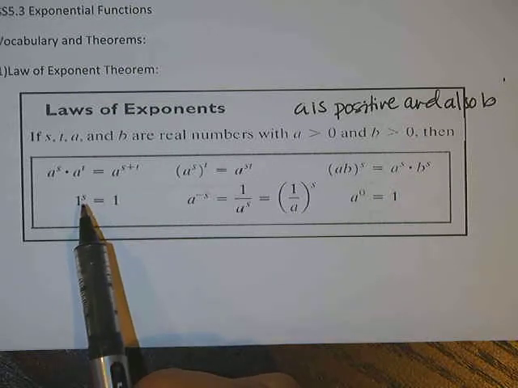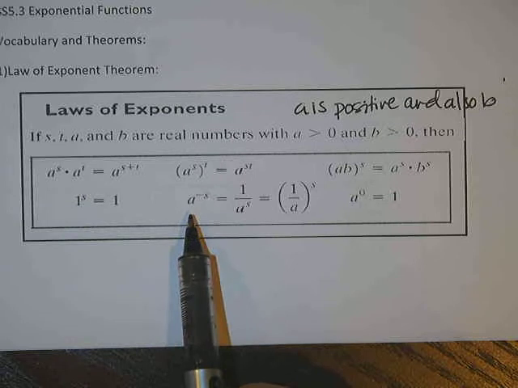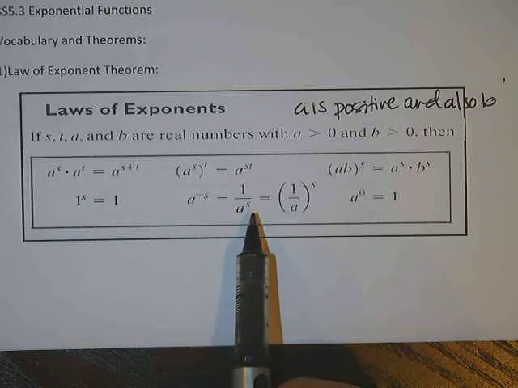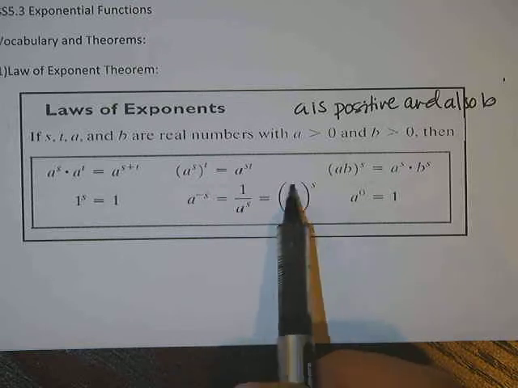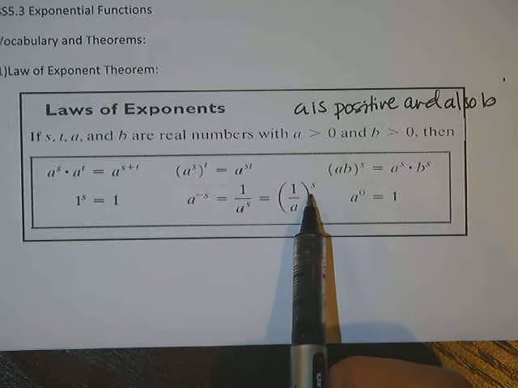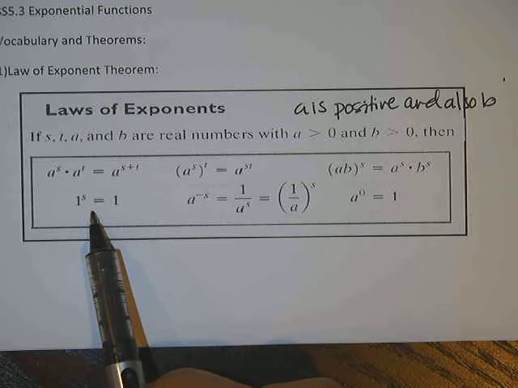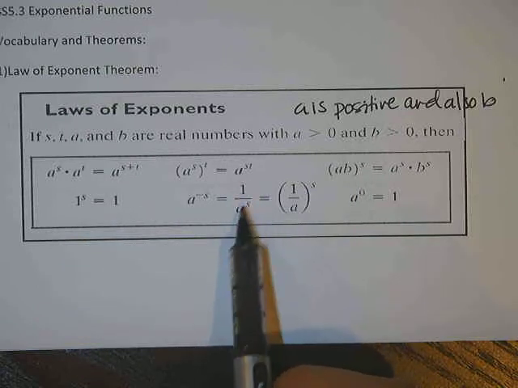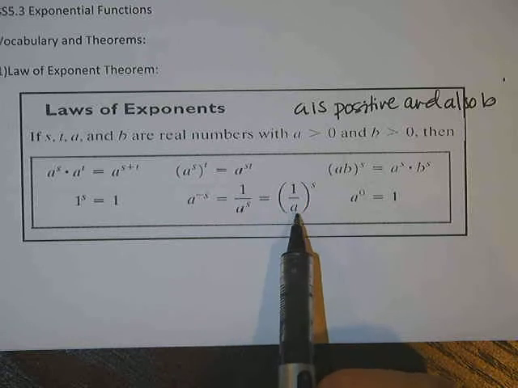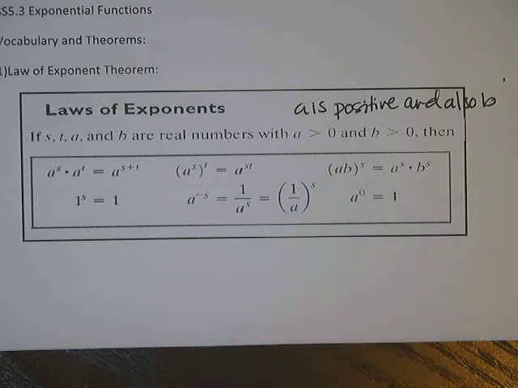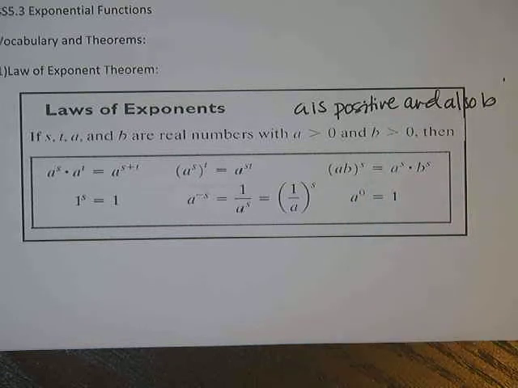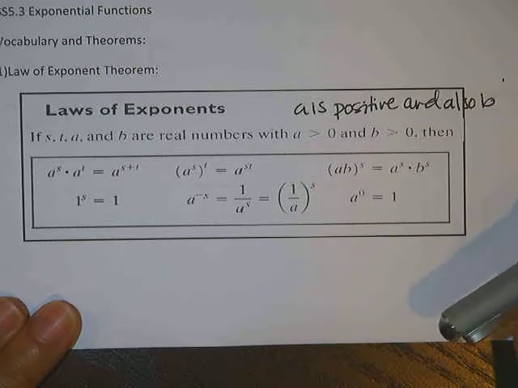1 to any exponent equals itself. a to the negative exponent becomes 1 over a to the positive exponent, because as you remember from the previous rule, 1 to any power is itself. So 1 over a to the s is identical to 1 over a, all to the power of s. a to the 0 is always 1. You can have 1 million to the 0 power, and that will always give you 1.